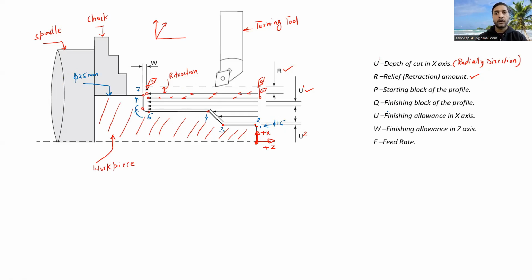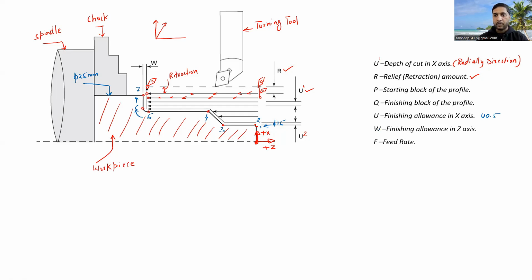Now, if we are going to provide some finishing allowance here in the x-axis, U we are taking as the finishing allowance in the x-axis, then let us say I'm providing the finishing allowance as 0.5. U 0.5. Now it means that we are now removing the material from 25 to 14.5, because it will keep 0.5 material in the diameter, so that that particular 0.5 material will be removed in the finishing cycle.